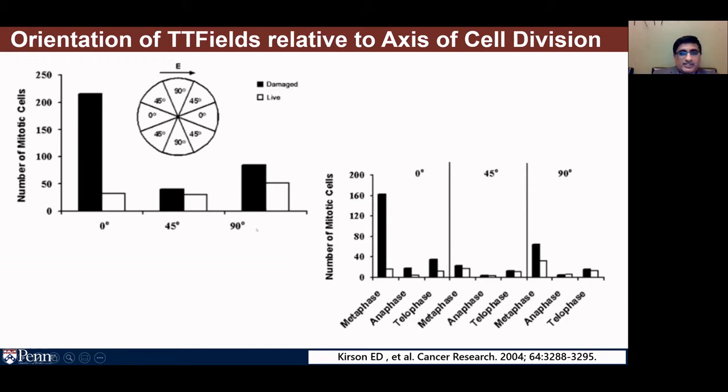And if we look at the different cell divisions like metaphase, anaphase, or telophase, you can see here at the metaphase stage, again this dark bar corresponds to the number of damaged cells, and this white bar corresponds to the number of live cells. If you compare these two bars, the ratio is approximately 1:8. Especially in the case of metaphase, when the orientation of the TTF field and the axis of cell division is 0 degrees, meaning they are parallel to each other, the TTF field has the maximum effect.